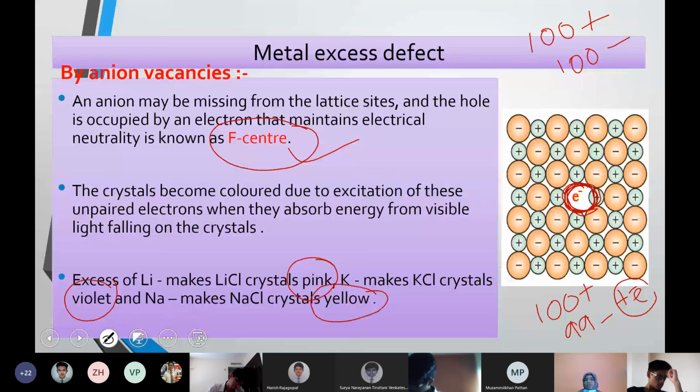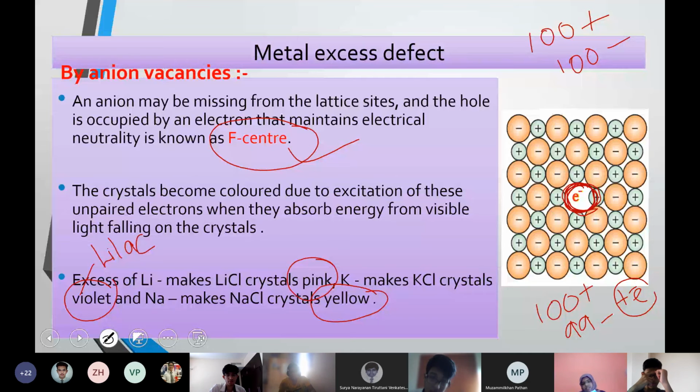So these are the three important examples. Mostly they ask the question for sodium chloride. On heating, the sodium chloride crystal turns yellow in color, KCl produces a violet color, and lithium makes a pink color. KCl is violet, or sometimes they write lilac color, right? So this is explained due to the formation of an F center. An F center is nothing but a vacant position of an anion which is occupied by an electron to maintain the electrical neutrality.